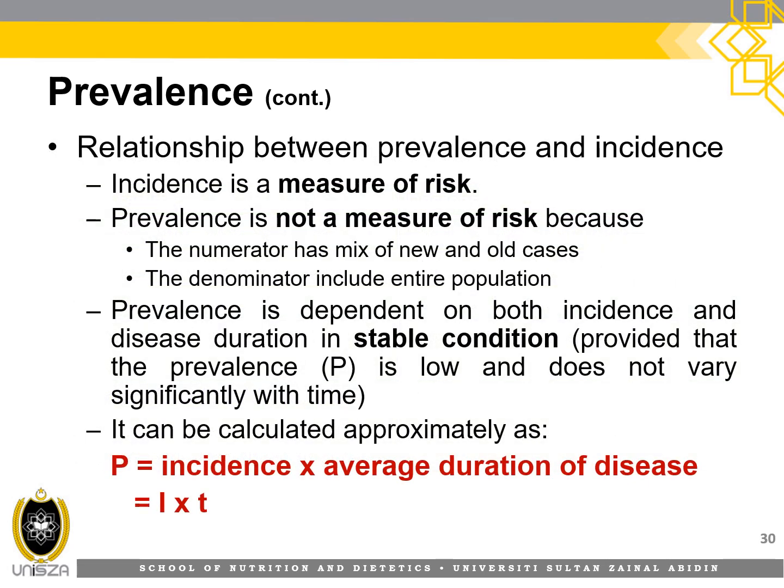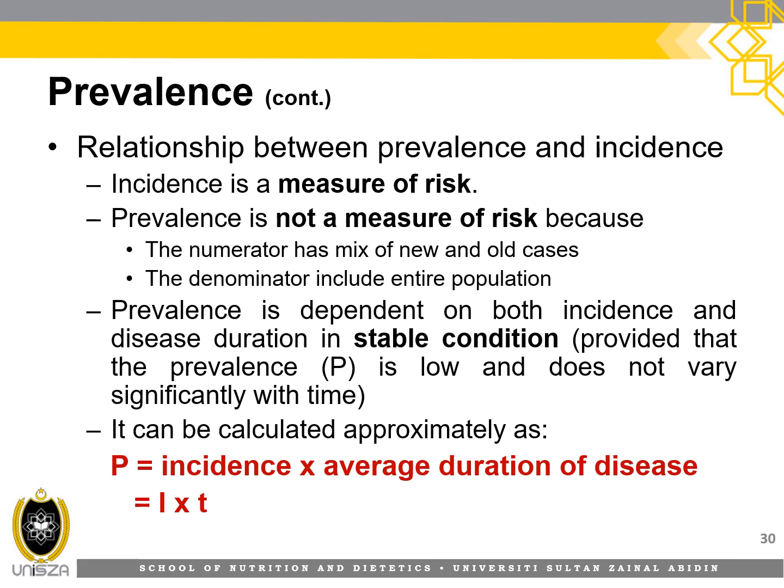In short, we can say that there is a relationship between prevalence and incidence. Incidence is a measure of risk, while prevalence is not a measure of risk because the numerator has a mix of new and old cases and the denominator includes the entire population.